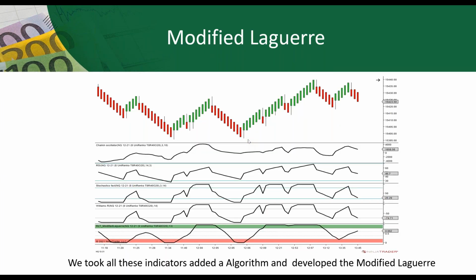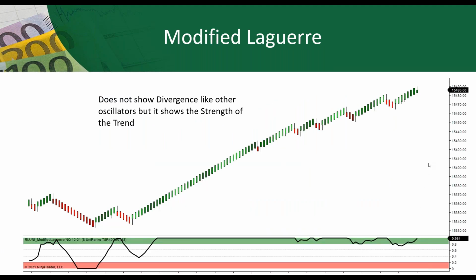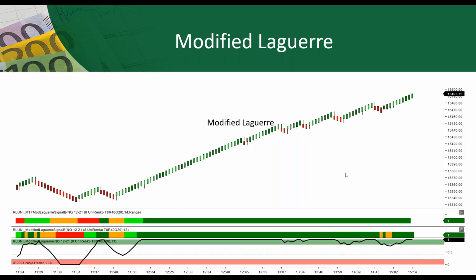So the modified Laguerre is, we took all these indicators, we added an algorithm, and we developed what we call the modified Laguerre. So the modified Laguerre is an oscillator, but it doesn't show divergence, it shows strength of trend. So the bottom line is representing what the modified Laguerre on the bottom of the chart is doing.